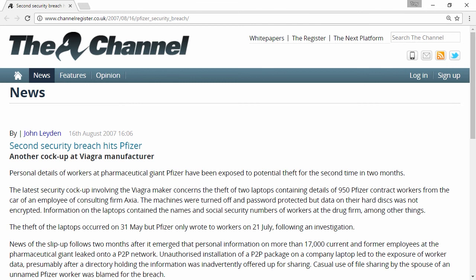Sometimes the laptop gets stolen from the car, as was the case with Pfizer some years ago. This was 2 laptops sitting in a car, assumably unattended and also unencrypted, and thieves stole those laptops which contained the personal details of 950 Pfizer contract workers. This wasn't an intentionally malicious act on behalf of the insider, but that simple act of taking sensitive data with them as they went mobile put those 950 individuals at risk.